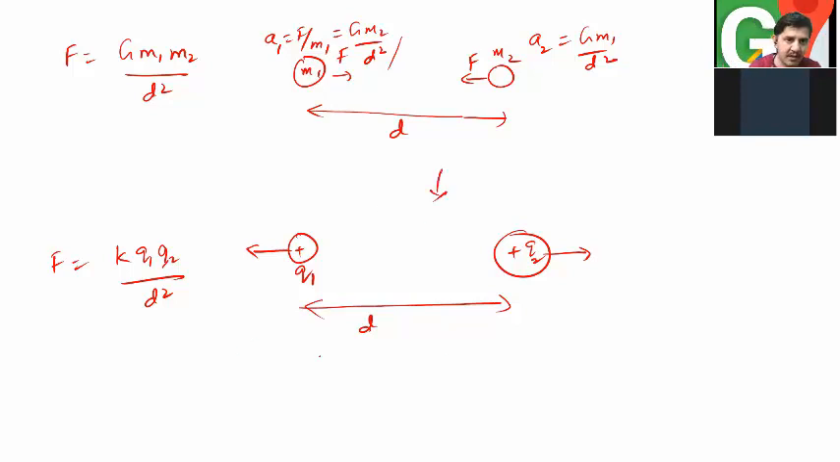Now, coming back to this. Now here, what about the electric fields? Can you define what is the electric field here? What is E2 here? So there will be K Q1 by D square.